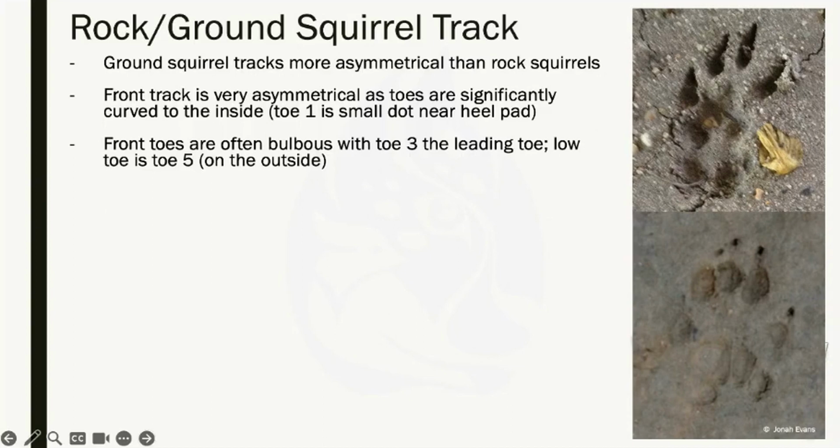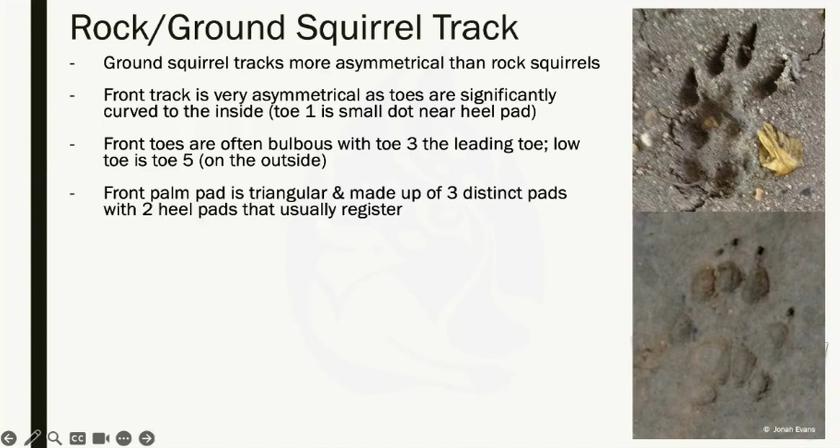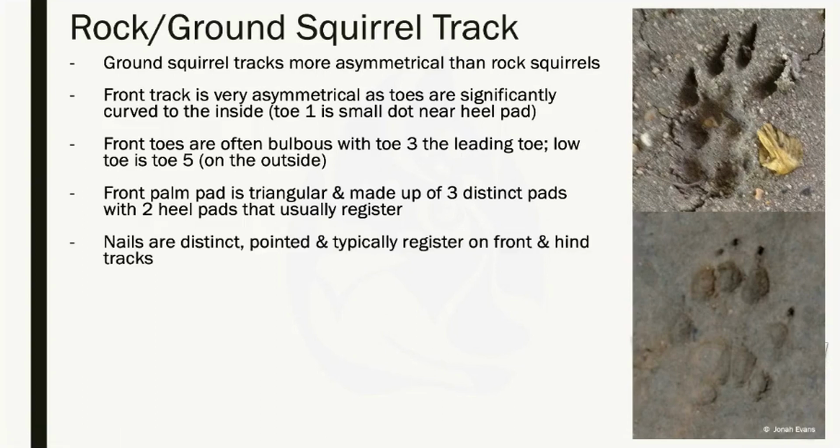That's why I go with the curvature to determine left from right, because the top part of it is always starting to curve towards the inside of the animal. The front pad is triangular, but you'll often see three individual pads which make it up. You usually do get these two heel pads that show up in rock squirrels, substrate permitting. Nails you can see here, and they make the toes more pointed. On the hind track, sometimes they register separately from the toes, but a lot of times they just join in.